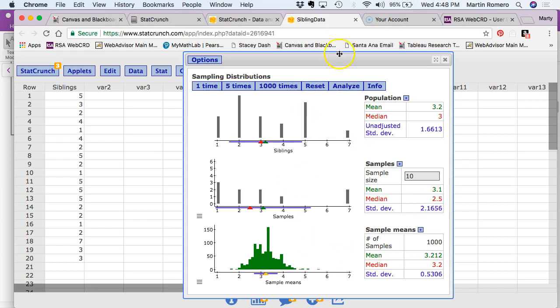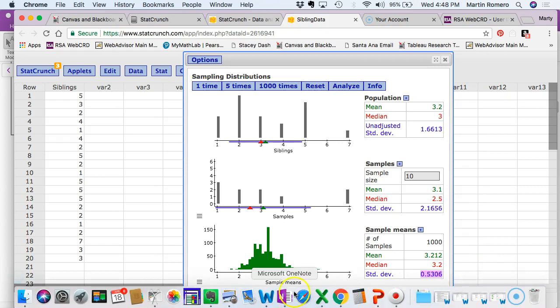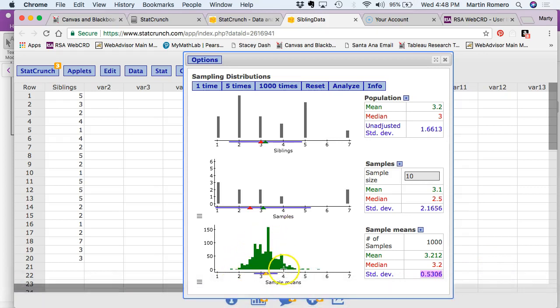And so as it is computed here, you can see we get a mean of 3.2 and a standard deviation of 0.53. Notice the distribution, when we did 1,000 samples here, we end up with a nice approximately normal curve that's closer together. It's not as spread out as this data. Notice the values are closer together than these here. You can see that has a smaller standard deviation, 1.6 versus 0.53.